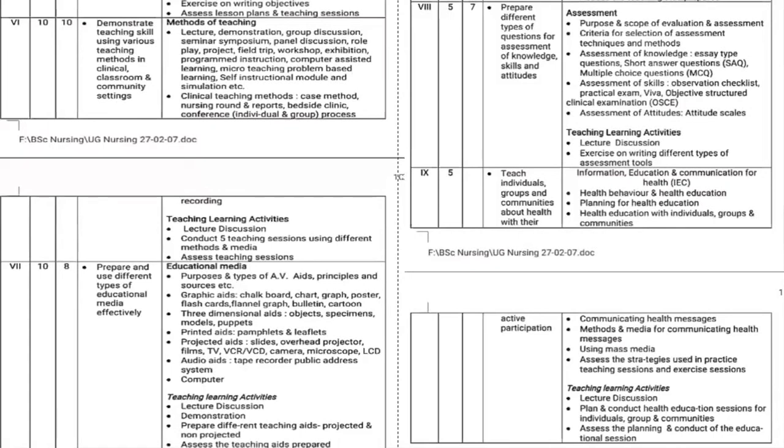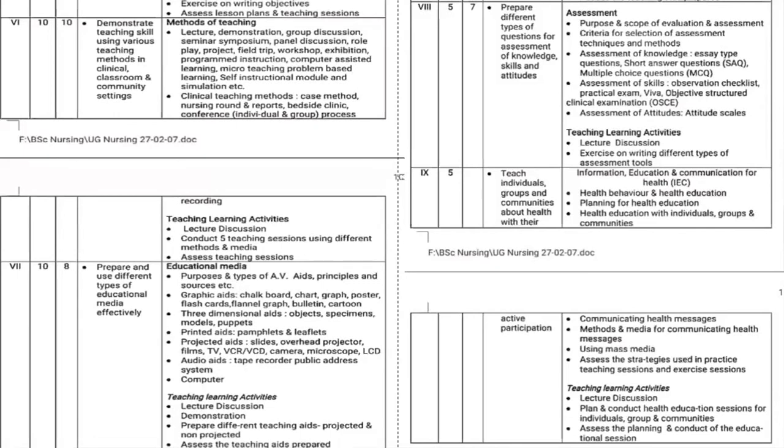When you start giving the education, when you start teaching in the classroom or in the clinical side, what are the media you use? For example, for explaining diabetic diet, some of the food and nutrition, the vitamin foods, what the vitamins are, the importance of vitamins, you have to use some charts. AV aids. AV means audio visual aids.